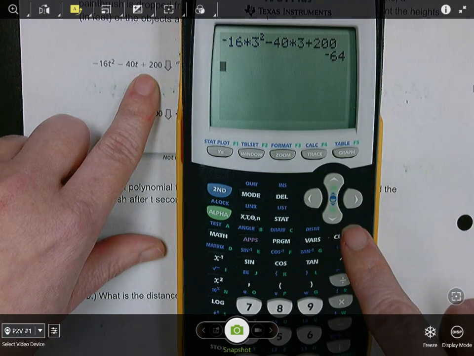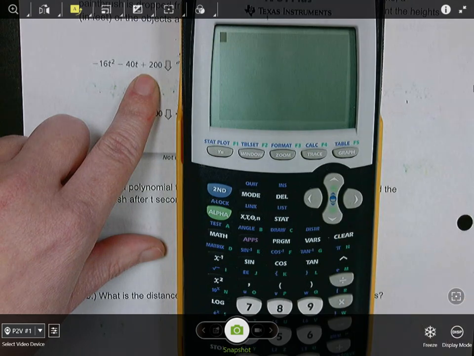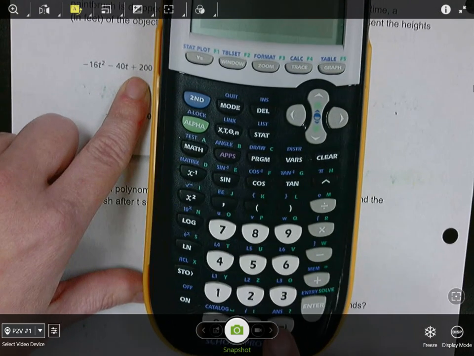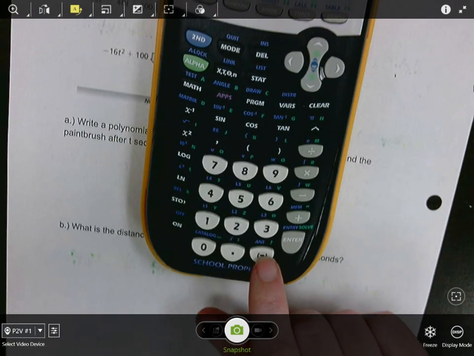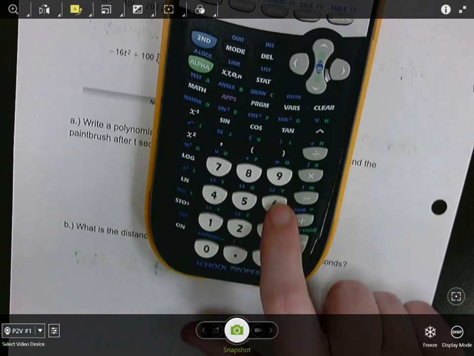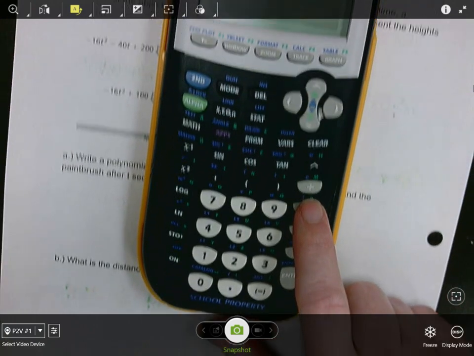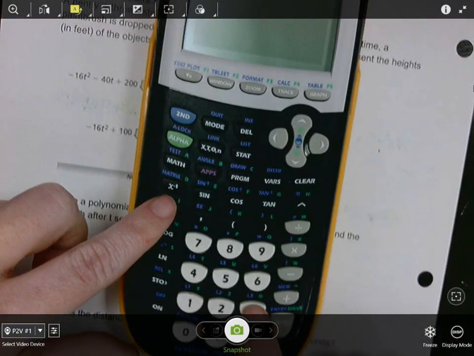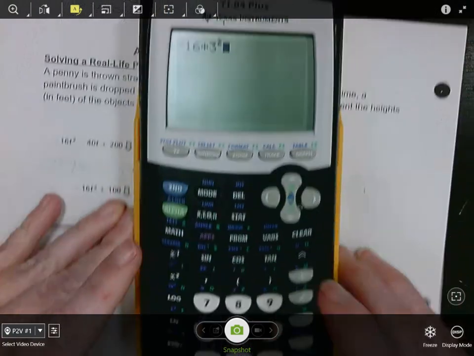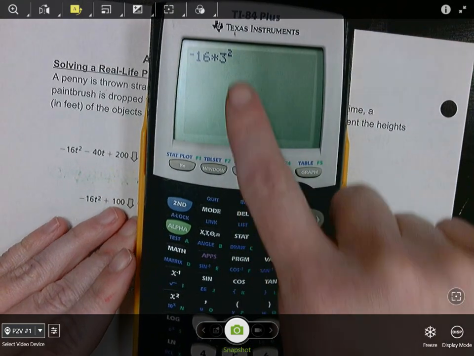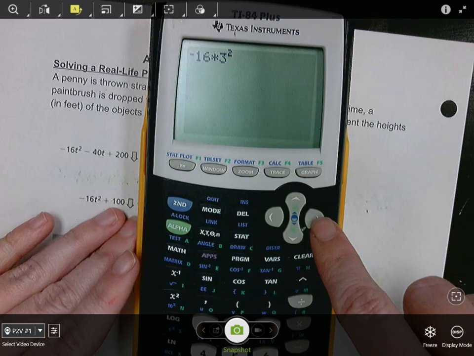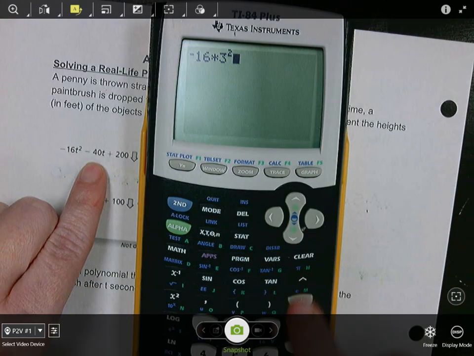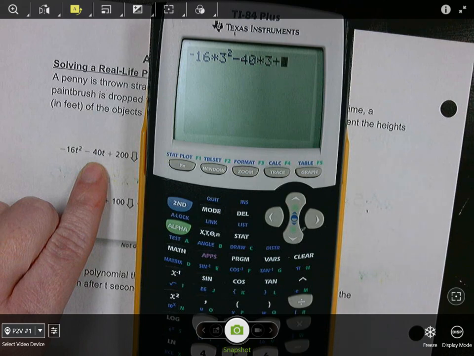So make sure whenever you type it in, make sure you do negative 16. The negative button is down here at the bottom. Right here, here's the negative. So negative 16 times 3 to the power of 2. So 3 squared, your 2 should be an exponent. And then you might have to hit this arrow button to get out of the exponent. Minus 40 times 3, so 40 times 3 plus 200.